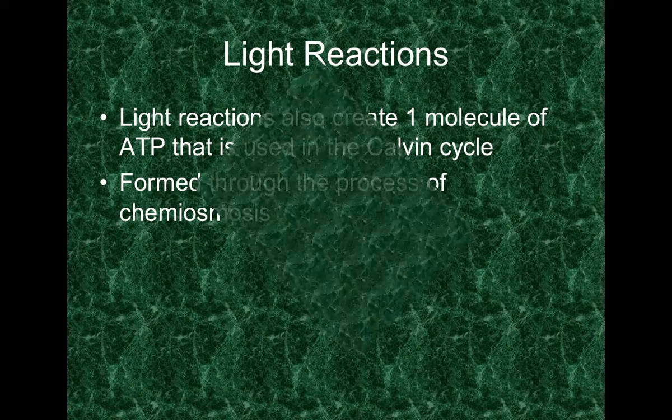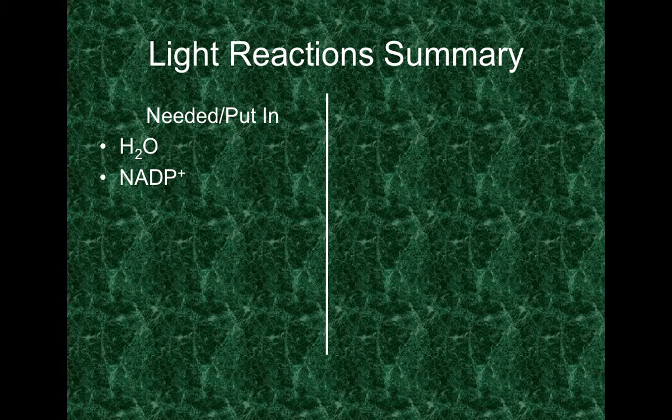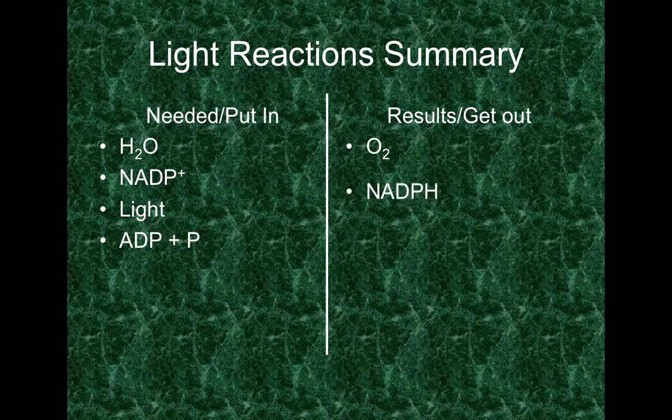So if we were to summarize the light reactions in terms of what we need to put in, we need to bring in water, we need to have that electron acceptor of NADP+, we need light, and we need ADP and a phosphate. So what do we get out of it? We get oxygen, NADPH, which we will use later, and ATP, which we will use later.